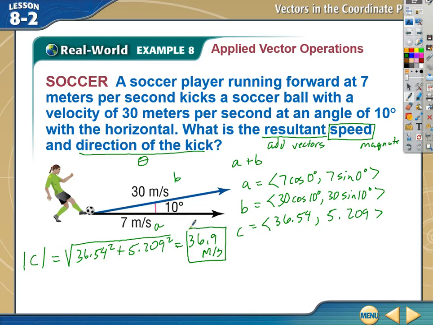But what about the direction of the kick? Which angle is it going to go at? What's my theta going to be? Again, I have to use my inverse tangent. Theta is equal to inverse tangent of 5.209 over 36.54.